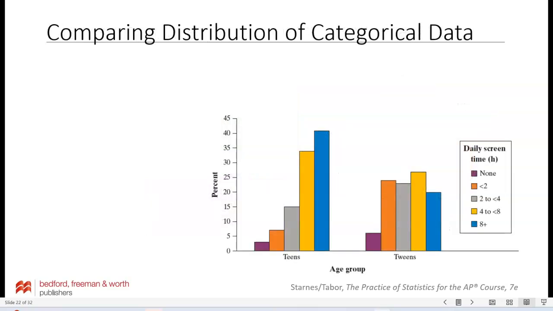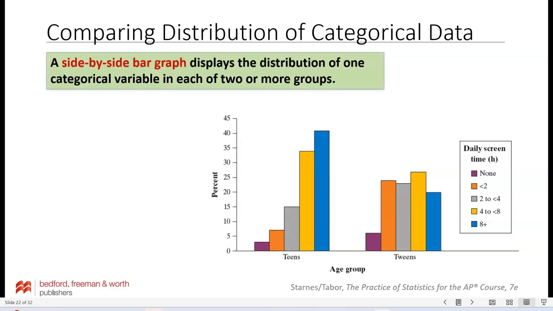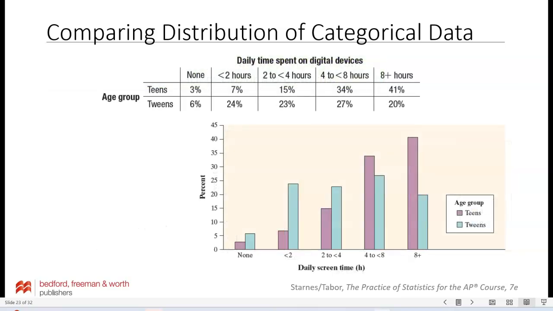This is comparing things with a side-by-side bar chart. In this case, age groups on the bottom, teens or tweens, percent is the relative frequency there, and you can see the different comparison. It compares the distributions, in this case, of categorical variables in each of 2 or more groups. Group by age. And these are the percentages.